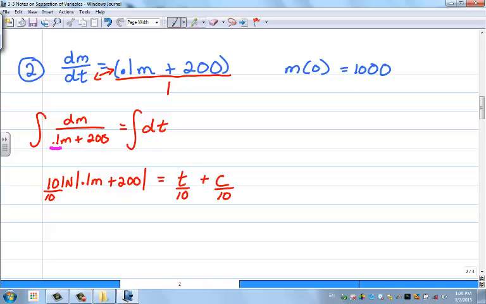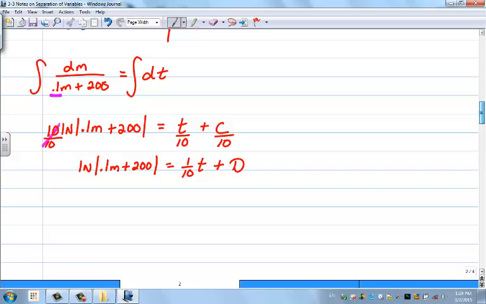so you divide everything by 10. And when you divide everything by 10, you get the natural log of 0.1 m plus 200 is equal to 1/10 t plus, call it another constant, d. All right, now once you have that, again, you raise e to the power of both sides to get rid of your natural log. E and natural log are inverse functions.